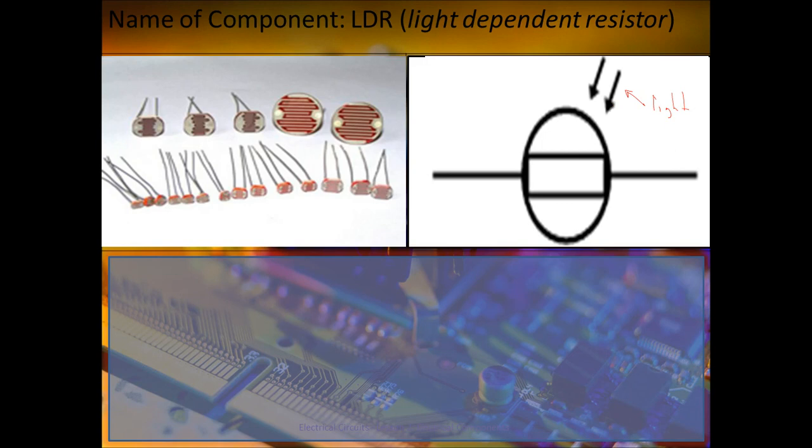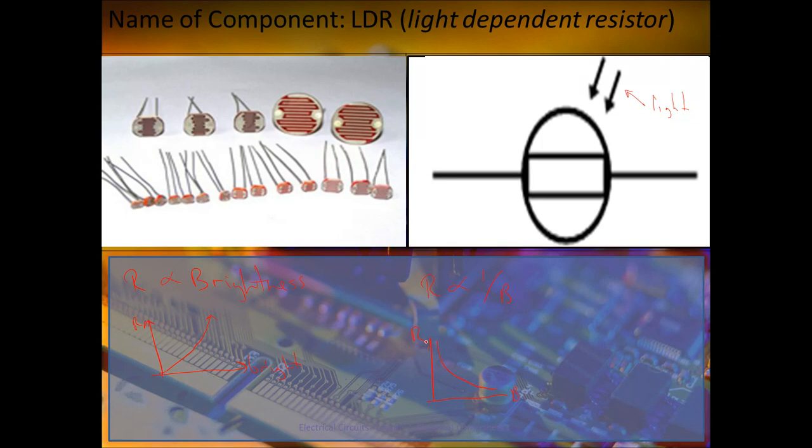So these act in exactly the same way as a thermistor, but rather than temperature controlling it, it's the amount of light in that area. And again, you can have the two situations where the resistance can be proportional to the brightness. So as it gets brighter, that resistance would increase. But you can also have it that it's inversely proportional. So as it gets darker, the resistance would increase.